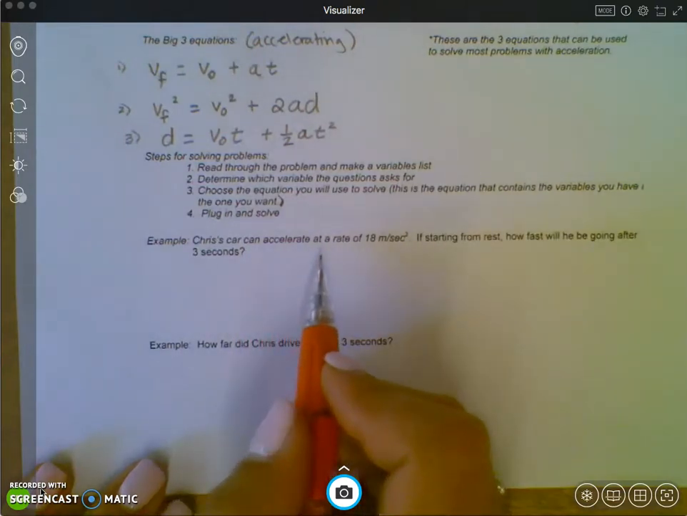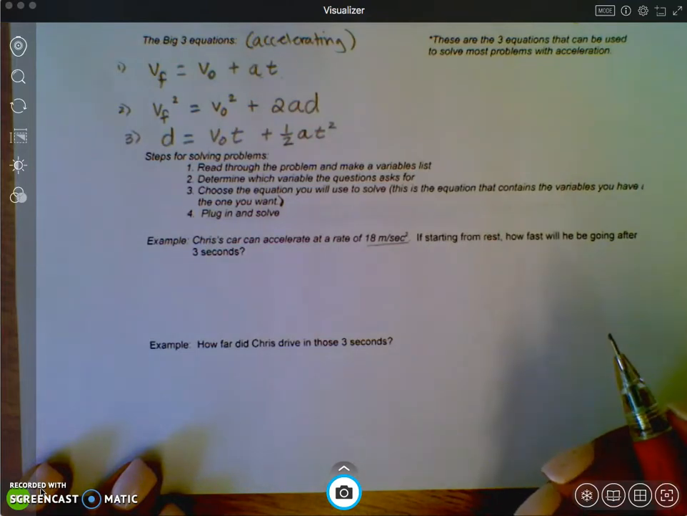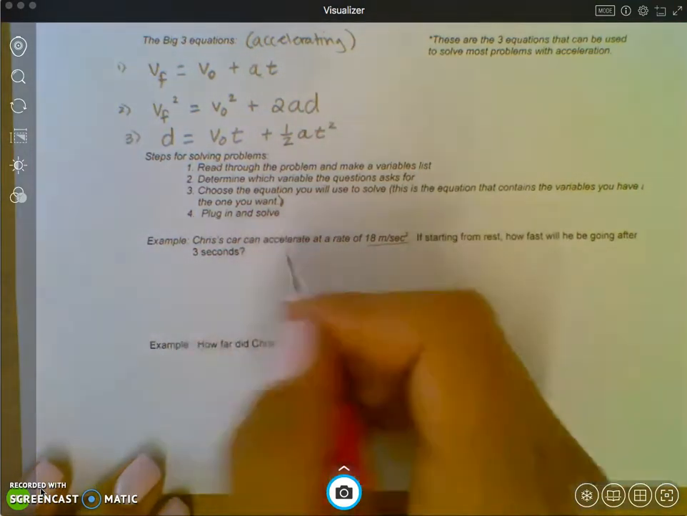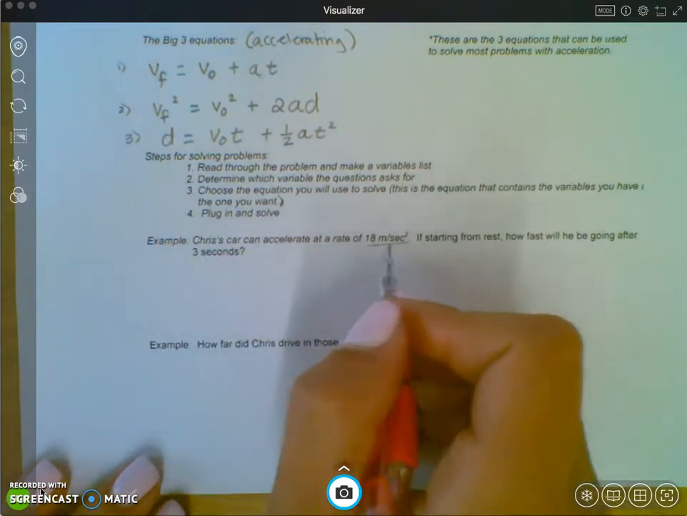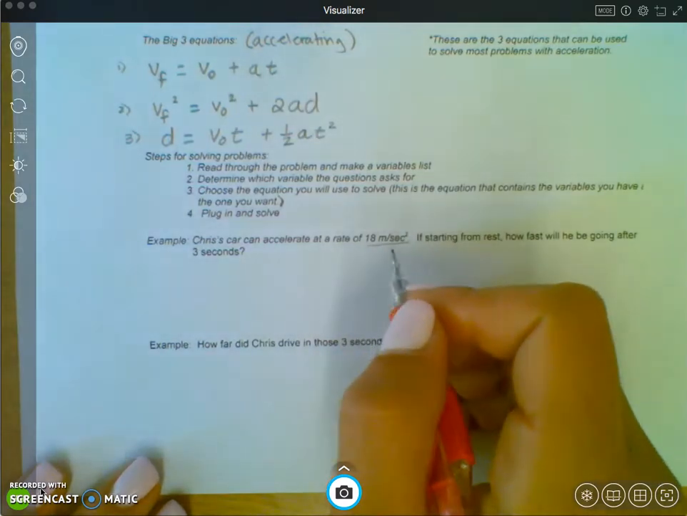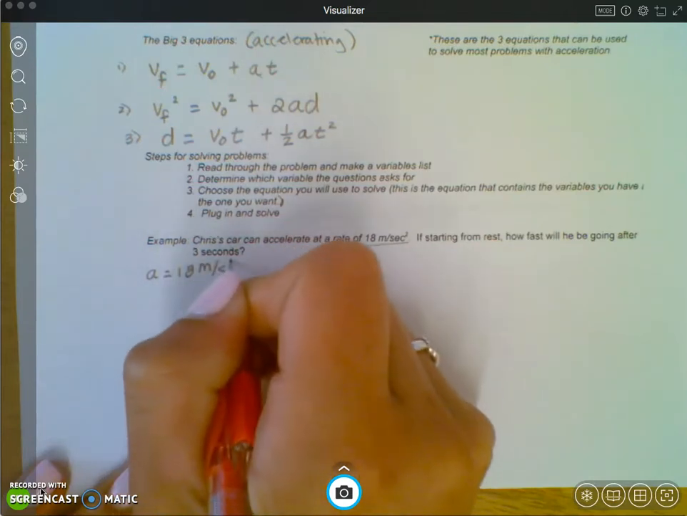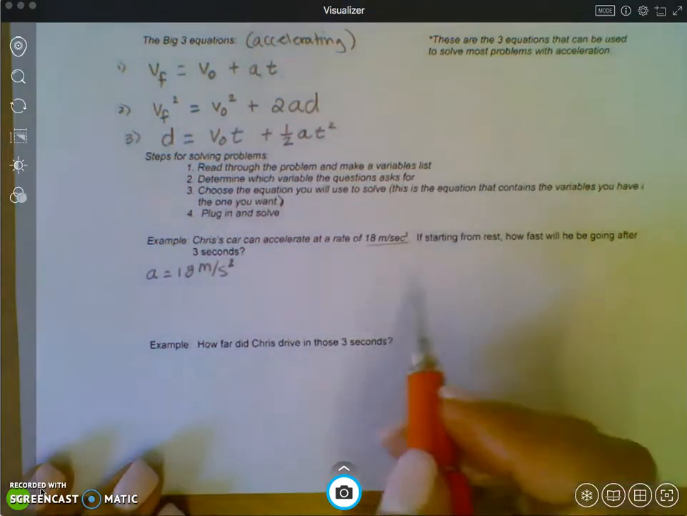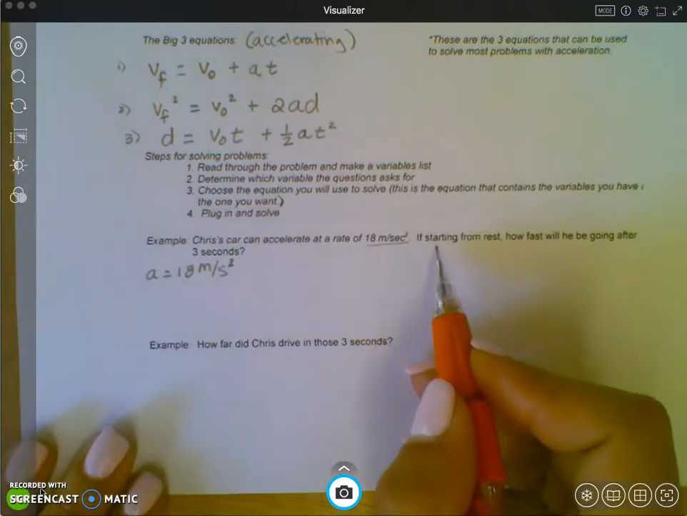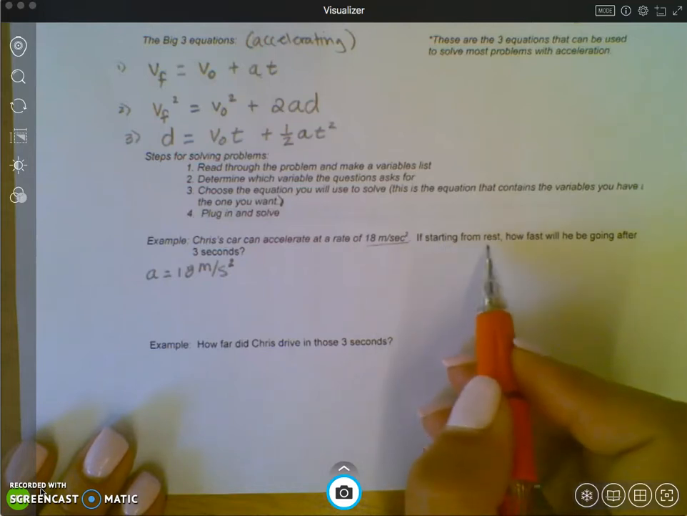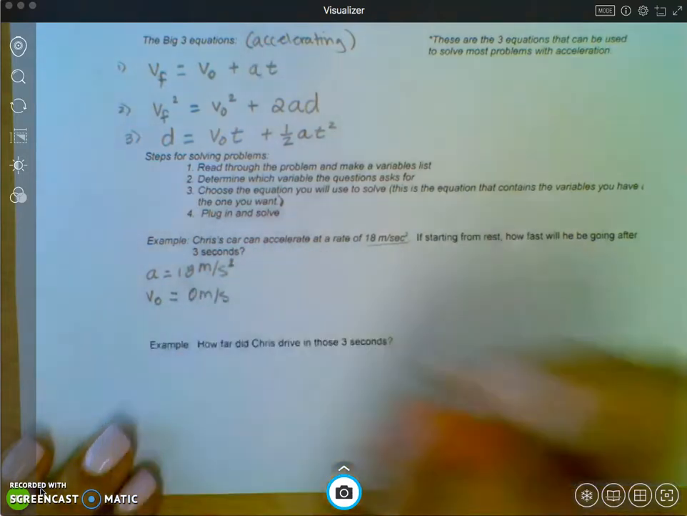Chris's car can accelerate at a rate of 18 meters per second squared. So we're going to write down what's given. That's an acceleration. It can accelerate at a rate of, and you can use the units to figure out what variable is given. So I'm going to write down a equals 18 meters per second squared. Then it says if starting from rest, which tells you that your initial speed or your initial velocity is 0. You're at rest. So initial velocity is 0 meters per second.